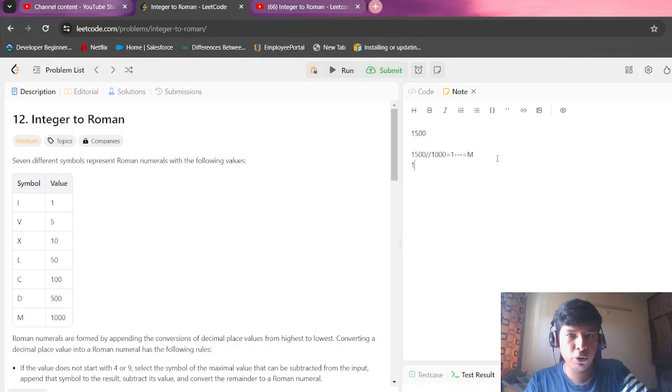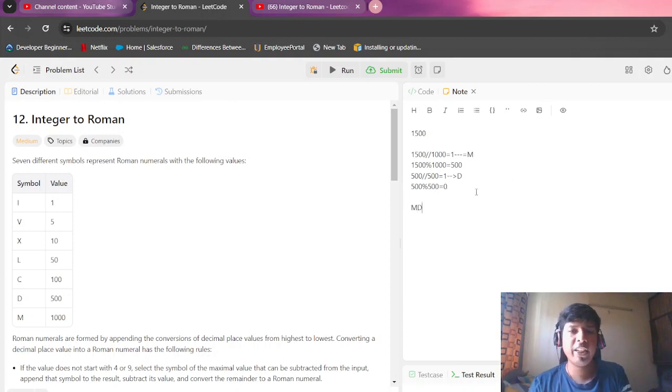Now you have to reduce the number. You will do 1500 modulo 1000. What output will you get? Modulo means remainder. You will get 500. Now you will divide 500 by the next largest number, which is 500. Again, an integer division gives 1, which means you need 1 D in the output. And when you do 500 modulo 500, you get 0, so the number ends here, and our output is MD.